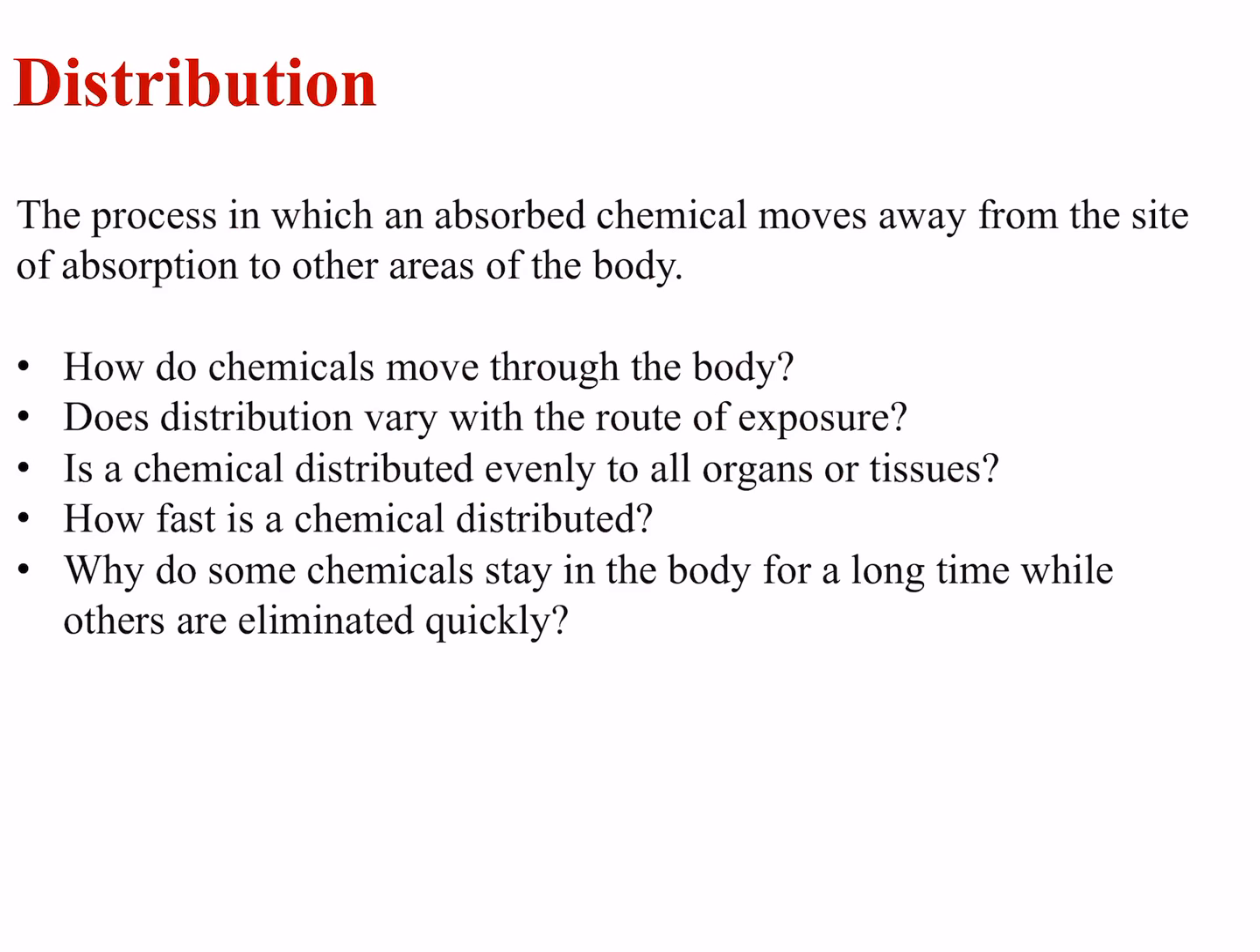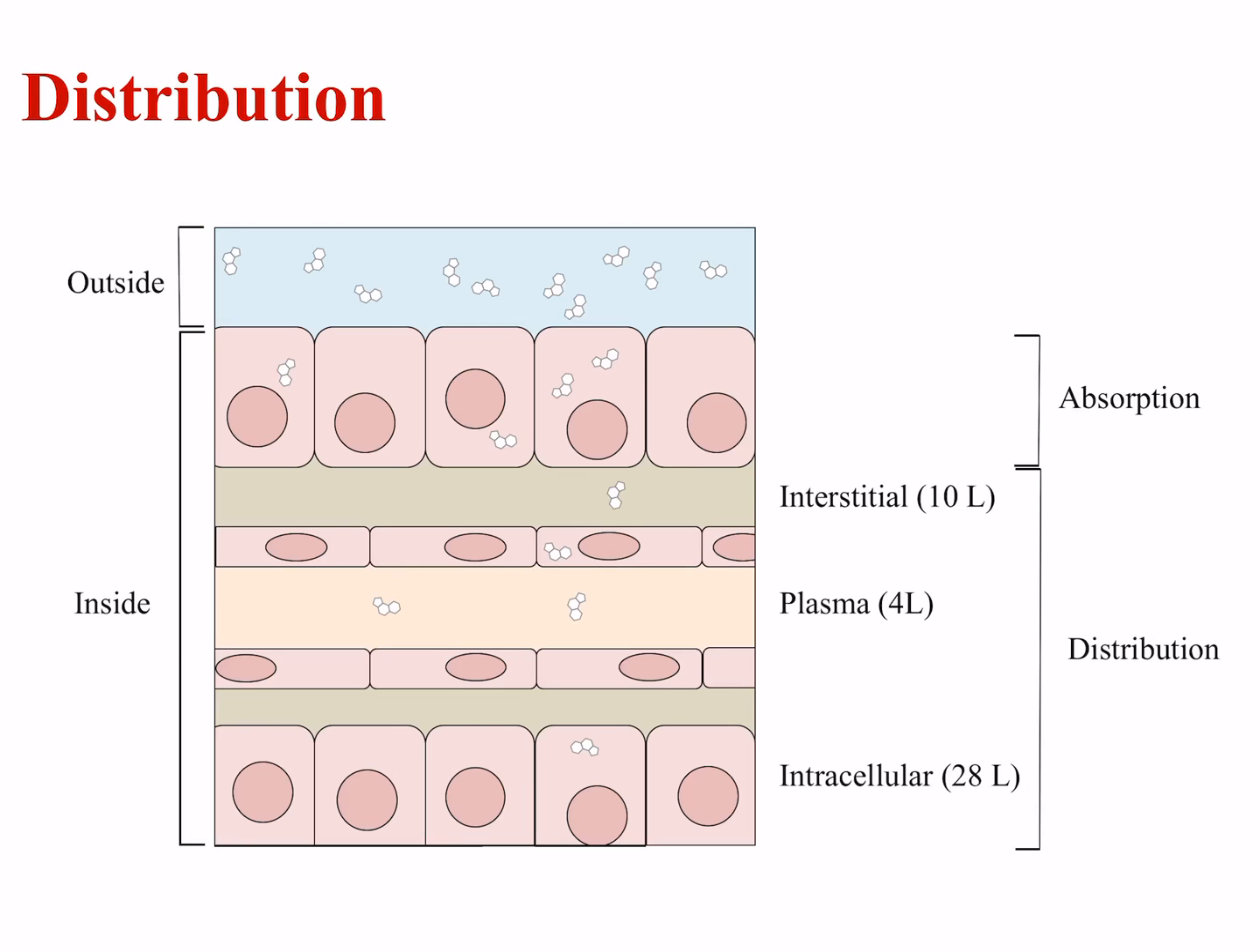Does distribution vary with the route of exposure? Is a chemical distributed evenly to all organs or tissues? How fast is a chemical distributed? And why do chemicals stay in the body for a long time while others are eliminated quickly?